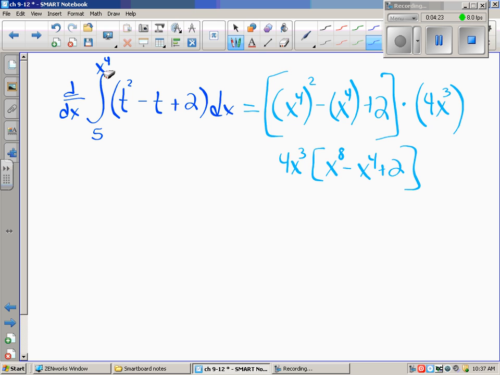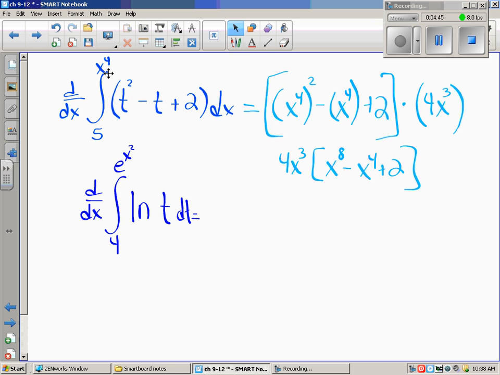Let's say we did the integral of the natural log of t dt, and we had this go from, I don't know, 4 to e to the x squared. All right, and we're going to do the derivative of that. So here we go. So the derivative of this, again, we would have natural log of e to the x squared. That would be there.